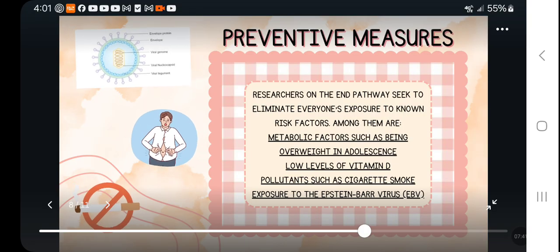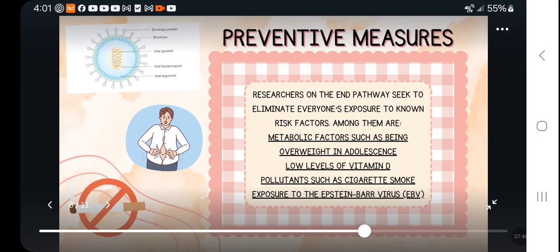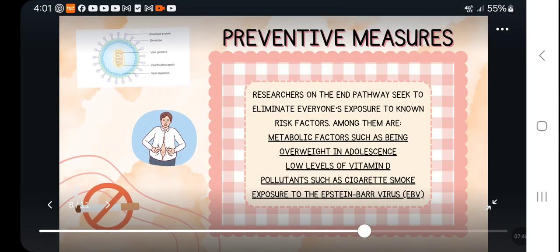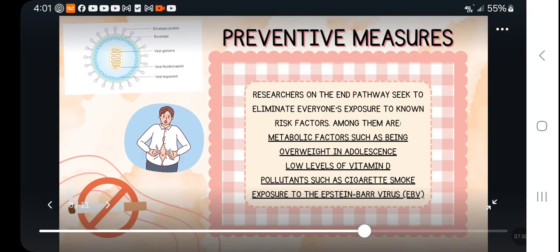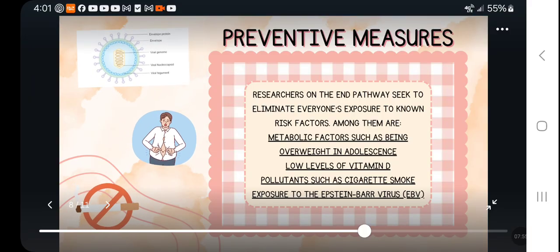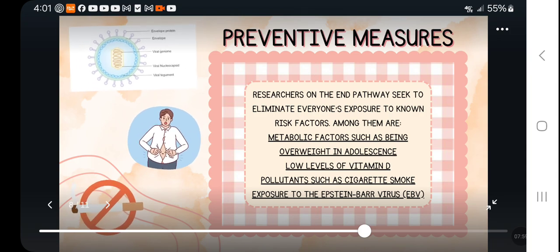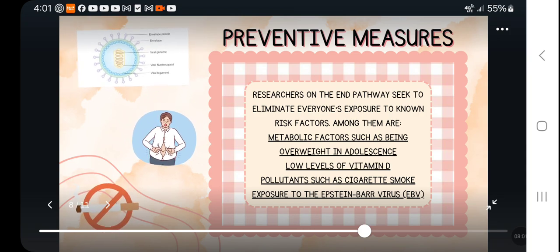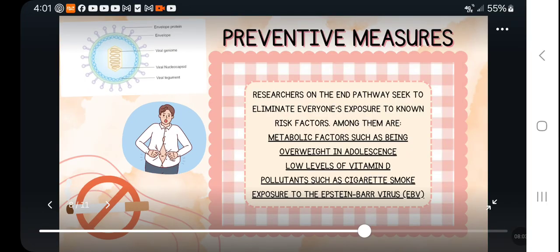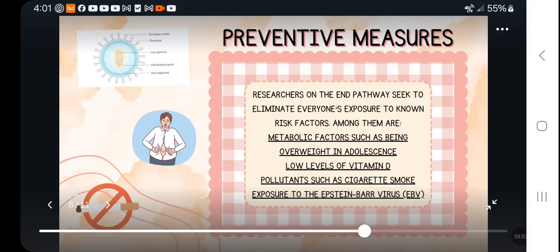Prevention methods. Prevention measures: researchers on the ending MS pathway seek to eliminate everyone's exposure to known risk factors. Among them are metabolic factors such as being overweight in adolescence, low levels of vitamin D, pollutants such as cigarette smoke, and exposure to Epstein-Barr virus, EBV.